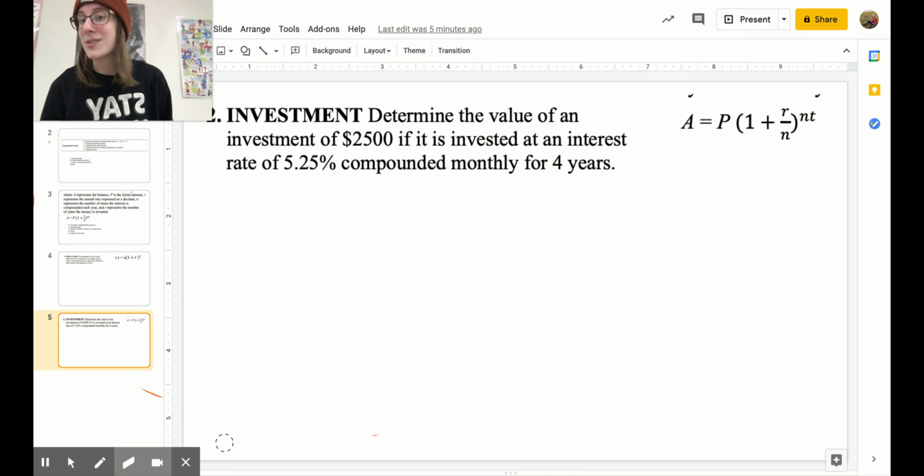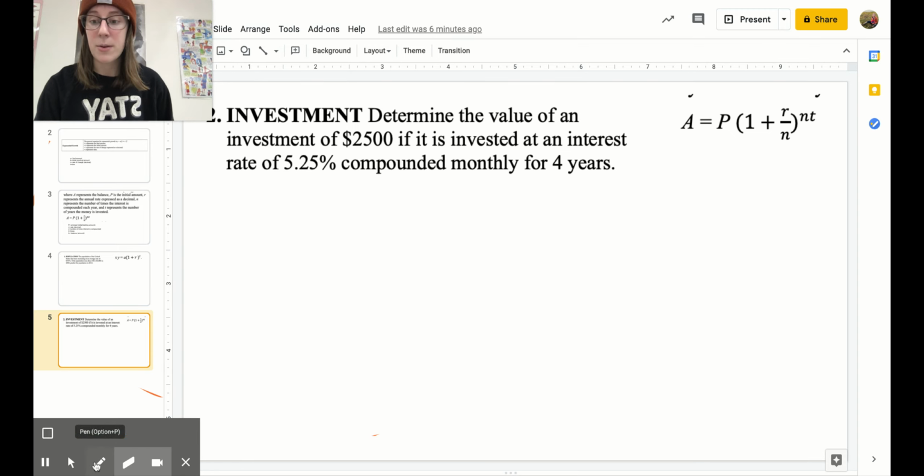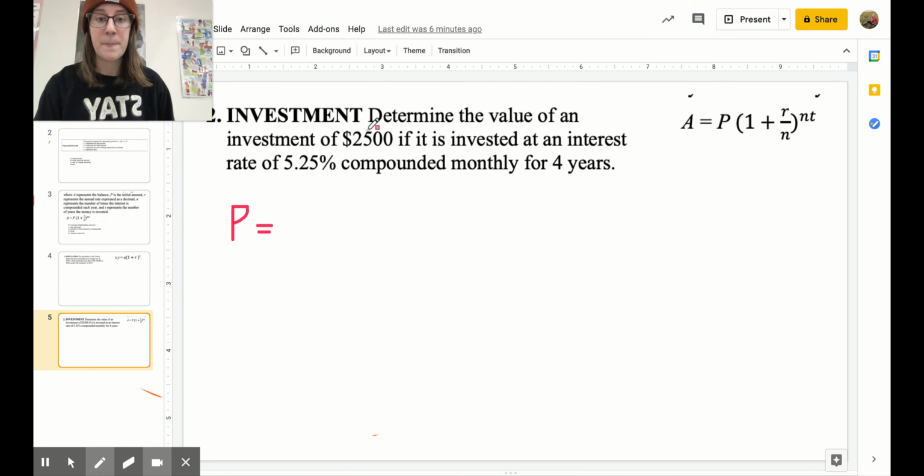Say I put in $2,000 and then I got interest and now I have $2,004. Then I have interest on the $2,004, so I get more money. So maybe I get $6. So now I have $2,010. So that's kind of what that means. So P is our principal amount, our starting amount. So our investment here is $2,500. That's our principal amount. So $2,500.